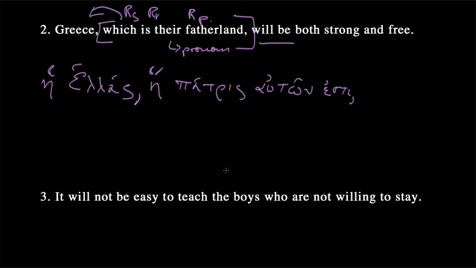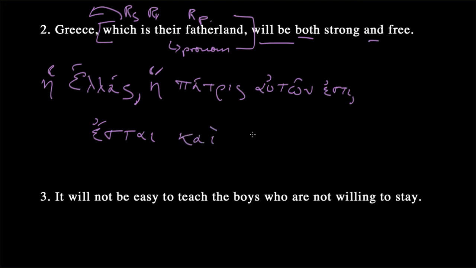What's this "will be"? Well, we'll remember that estí is the third person singular present form of the verb to be, eimí, but that's not what we need to go with hē Hellás. We need the future: estai, will be, and then both strong and free. So we need a both-and. Let's do the kind of easy way with kai here.